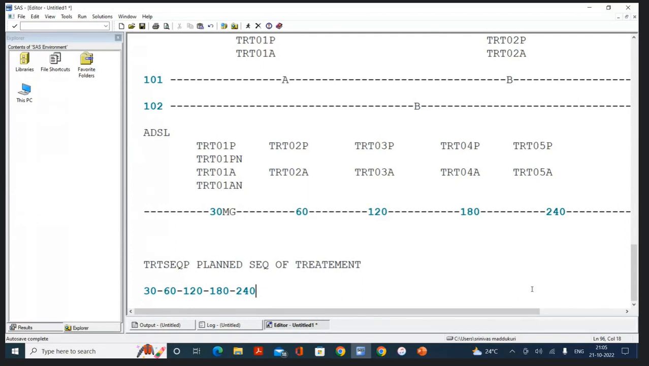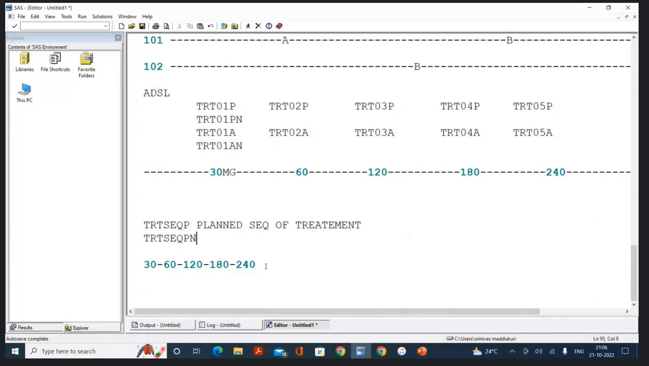So simply I'm going to concatenate TRT01P, TRT02P, 3P, 4P, and 5P, and I will have one value. By using the double pipe symbol and strip function, I'm going to concatenate all the planned treatments. And this is required only when we have a crossover study. So we are going to have TRTSEQP, and then the next variable, TRTSEQPN, the numerical variable.